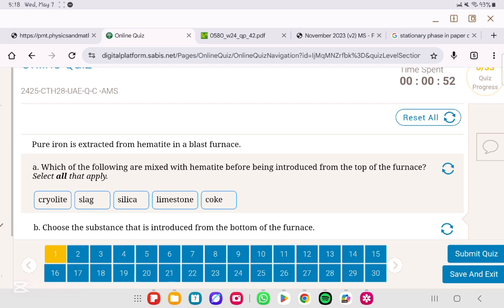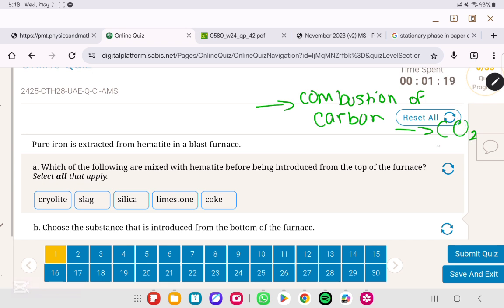Pure iron is extracted from hematite in a blast furnace. This we know. So we have the blast furnace. What is the first step that happens in the blast furnace? The first step is the oxidation or combustion. I think it's better to say the combustion of carbon. So the combustion of solid carbon will form carbon dioxide and then carbon monoxide.